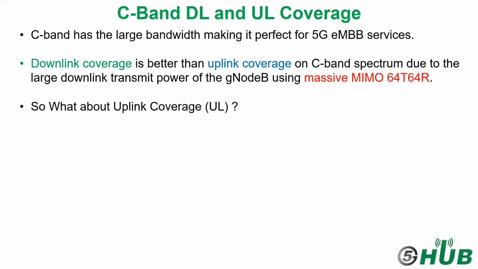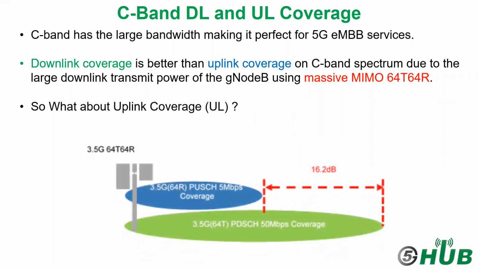So what about uplink coverage? As shown in the figure, the C-band uplink and downlink coverage differs by 16.2 dB from field test. However, using massive MIMO technology, the C-band downlink can achieve similar coverage as LTE 1.8 GHz, but there is a limitation in the uplink coverage, which becomes a 5G deployment bottleneck and will affect the user experience.